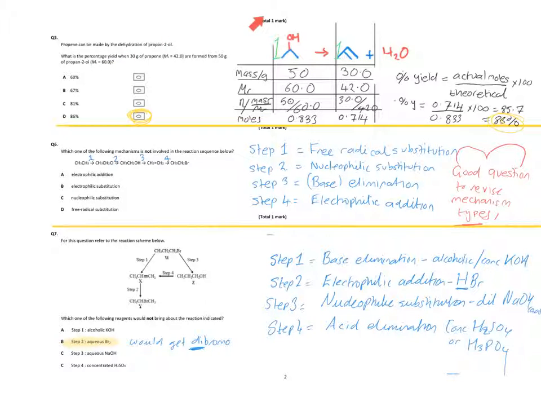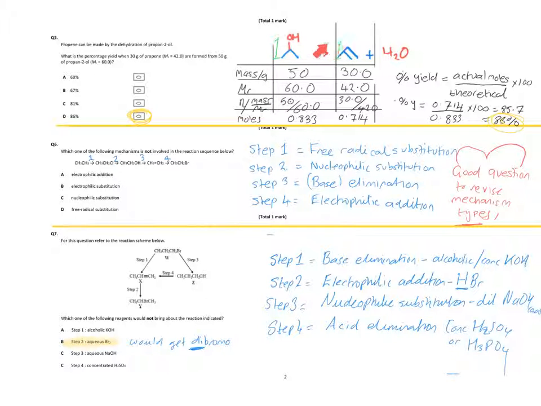So as usual, take down your essentials and put them into a table. So mass, Mr, and therefore we know the amount, the number of moles, which is mass over formula mass. And we've been given the mass of the propan-2-ol and the mass of propene. We've also been given their Mrs. So the most obvious thing to do therefore is to calculate the amount.